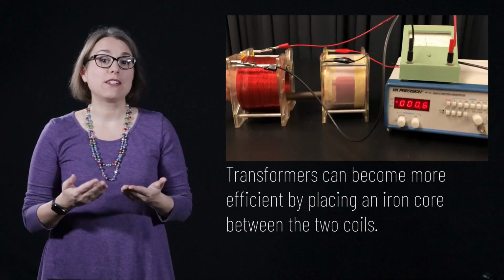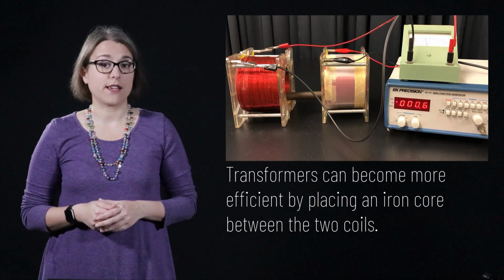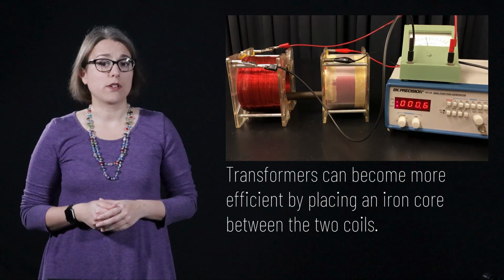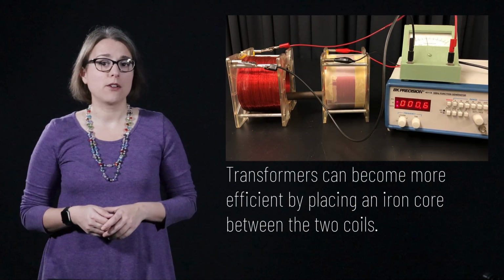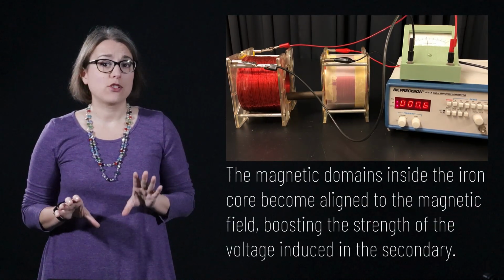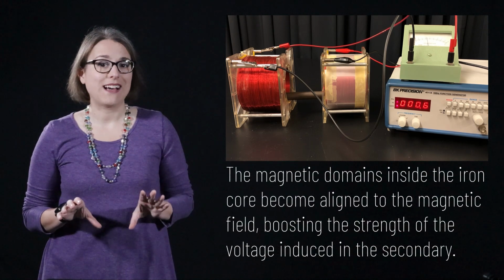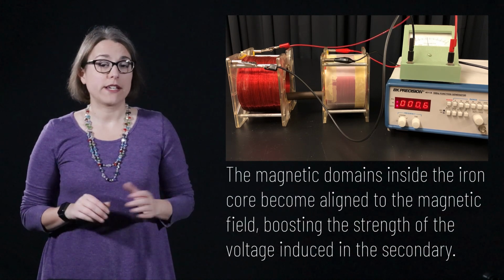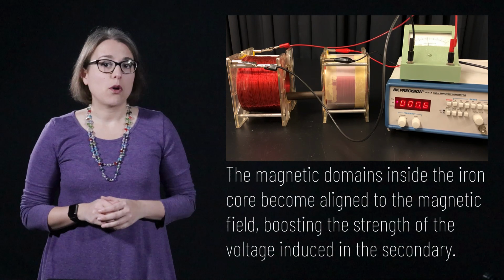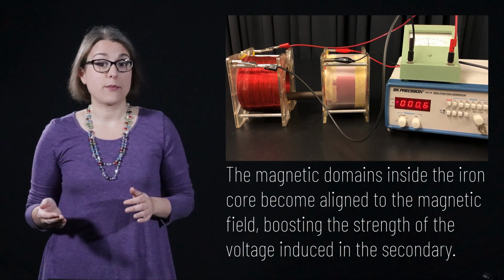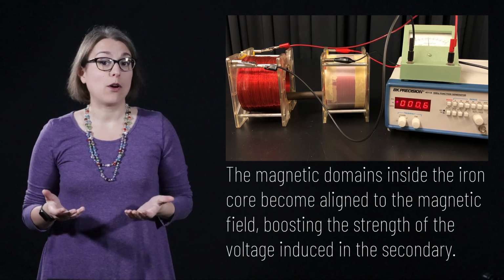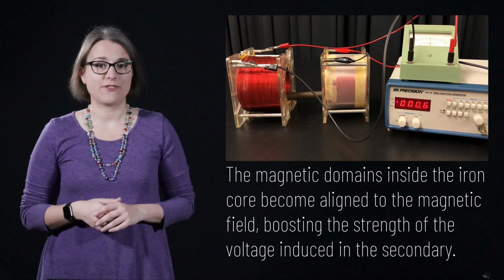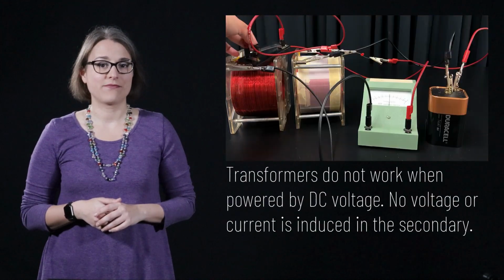It's possible to increase the effectiveness of this process by placing an iron core into the two coils of wire. This is because the magnetic domains in the iron core will be aligned by the magnetic field generated in the primary. That will cause a further boost to the strength of the magnetic field by increasing how well the primary and secondary devices are coupled together.